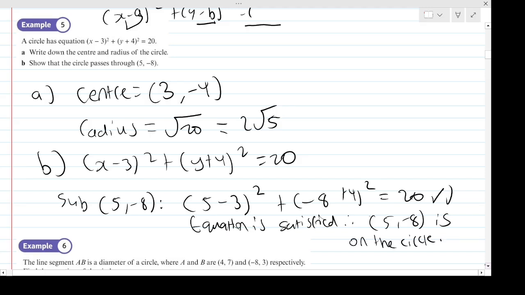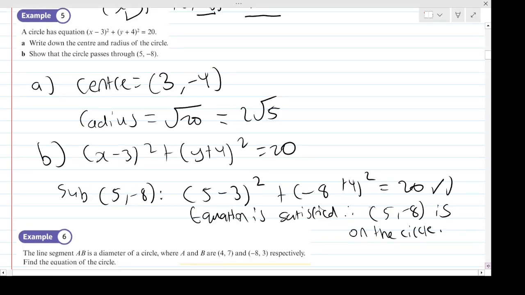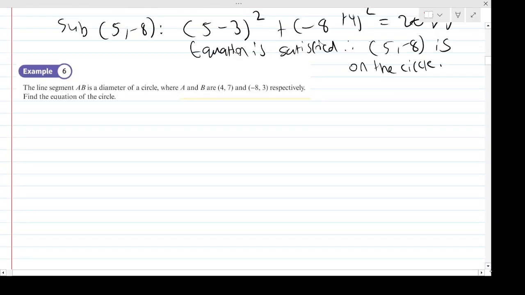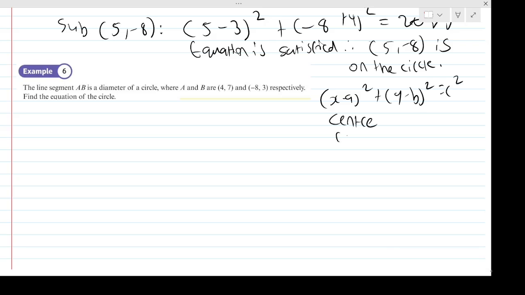There we are then. Example 6. The line segment AB is the diameter of a circle where A and B are 4, 7 and minus 8, 3 respectively. Find the equation of the circle. So again, equation of a circle, x minus a all squared plus y minus b all squared equals r squared. We need a centre and we need a radius in order to come up with the equation of the circle.